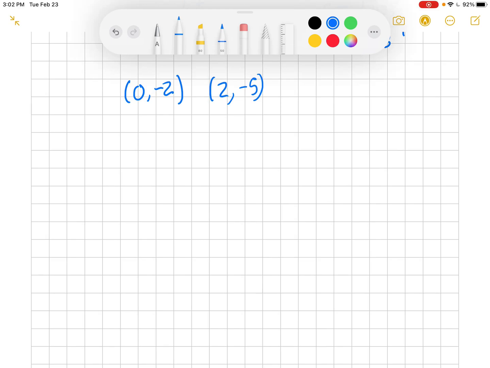Since we are in coordinate geometry, we frequently will end up with coordinate points that we have to plot and then figure out the distance between them. We can simply do that using the Pythagorean theorem. So in this case, we have (0, -2) and (2, -5).